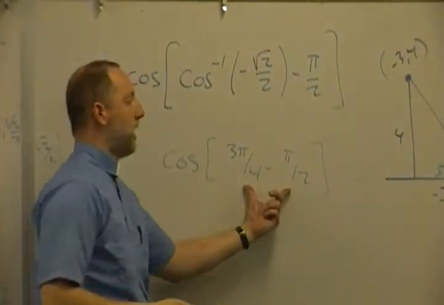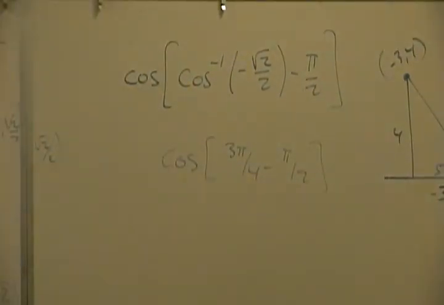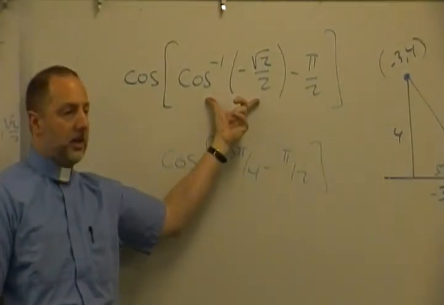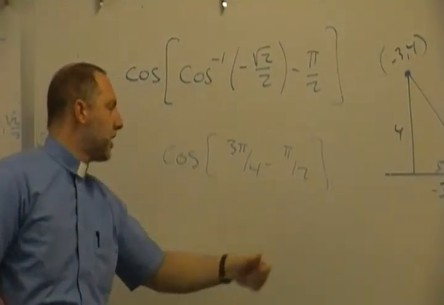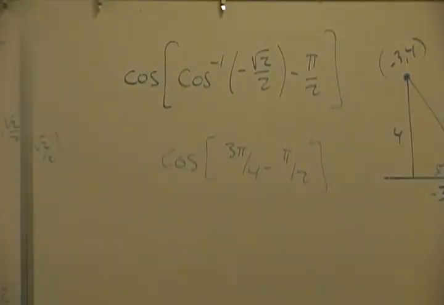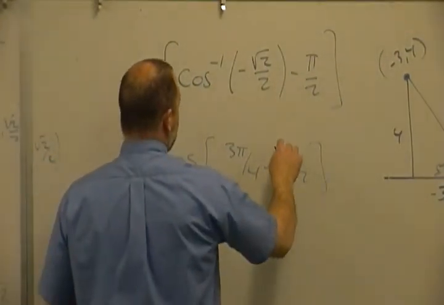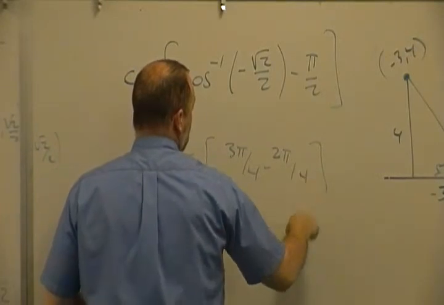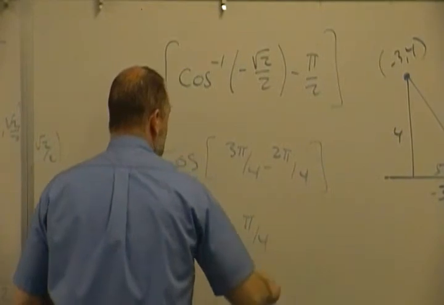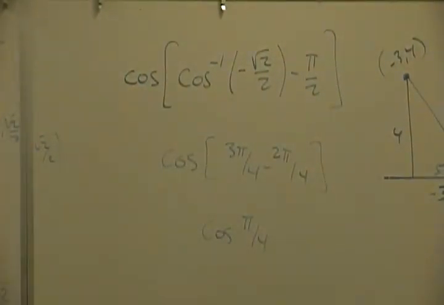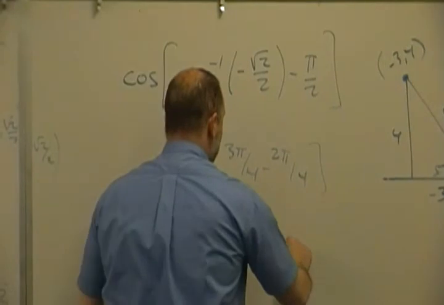Now I ask you, does this look that difficult? No, at that point it's simple arithmetic. This looks difficult because it looks intimidating. It's not intimidating. So what is 3 pi over 4 minus pi over 2? Pi over 4. If I common denominator this, that's 2 over 4. So I'm left with cosine of pi over 4. What is cosine of pi over 4? Root 2 over 2, because this is my 45-degree angle.